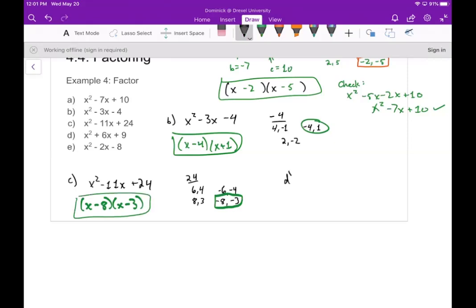Okay, part D, we have x squared plus 6x plus 9. And you'll find that this is just going to be x plus 3 times x plus 3, which is, of course, x plus 3 squared.